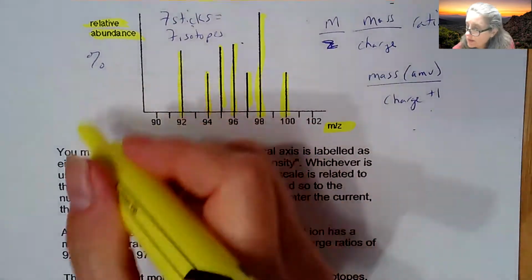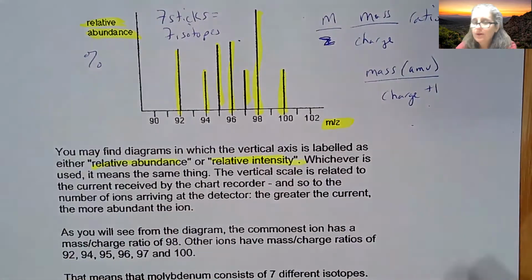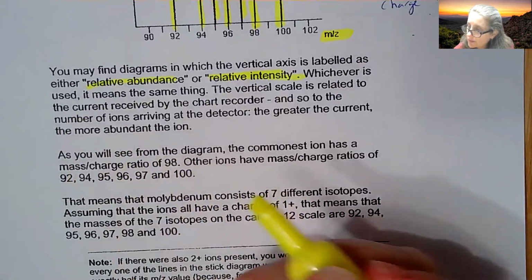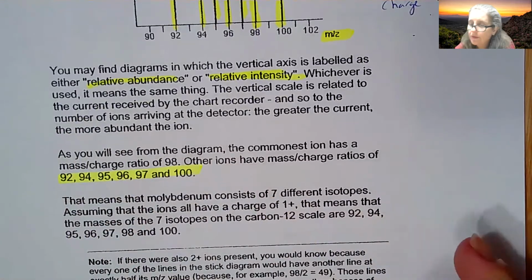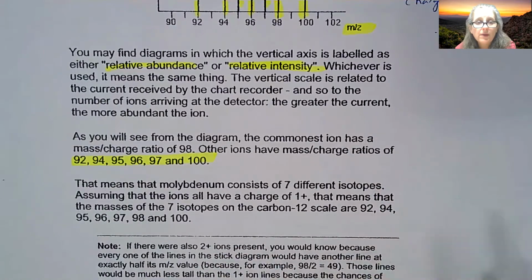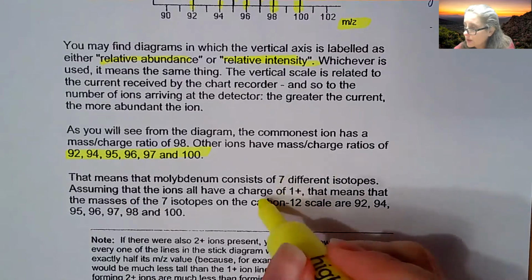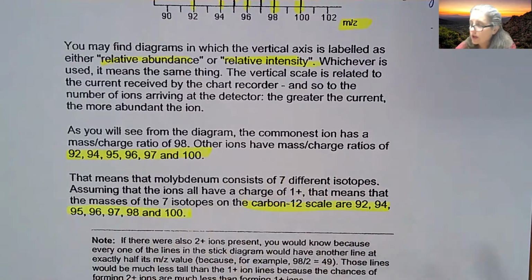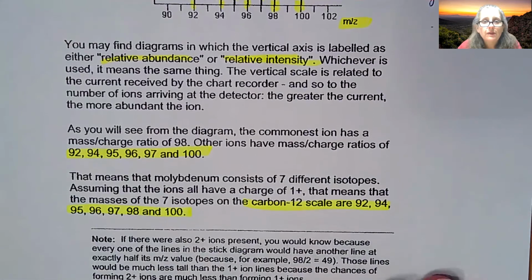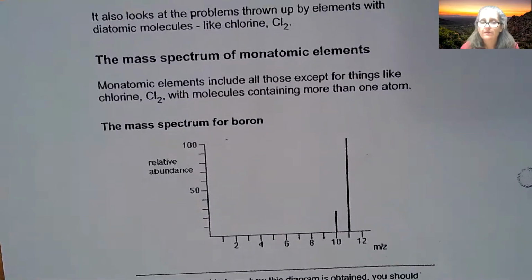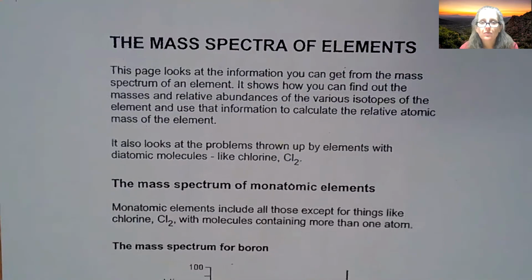So again, a relative abundance or relative intensity. The bigger the stick, the more you have of that. So since we're assuming everything has a charge of +1, each one of those lines is indicating the AMUs. This is all based off of what we call the carbon-12 scale. That is why in these next calculations I'm about to show you, you're going to see a decimal because of that. So flip it over to the next page.